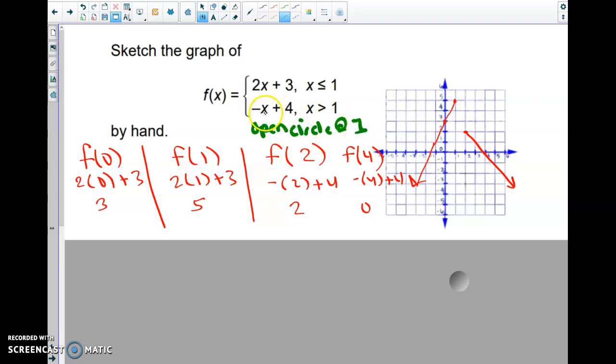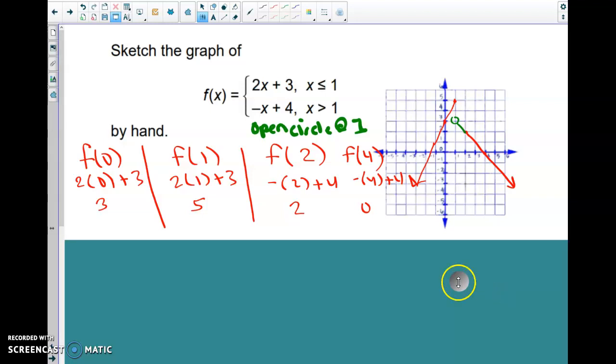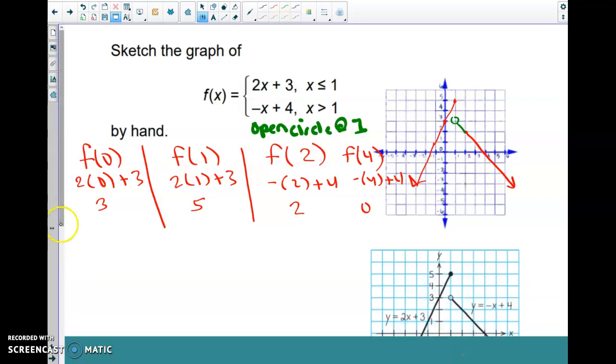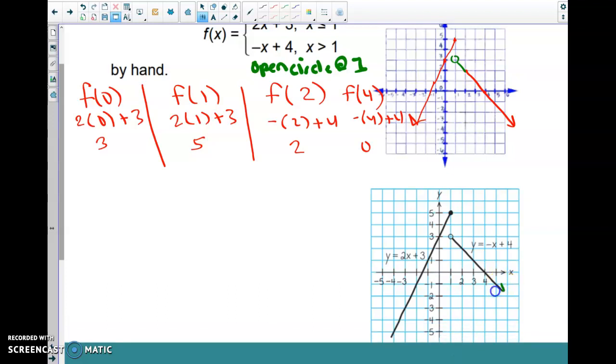So plug in 1, you would get negative 1 plus 4 is 3. So there is an open circle at 1 comma 3. And we're going to connect that down to this equation here. Here is the exact graph. Does it look similar to mine? Yep. A little less squiggly, but that is the graph. And we can add in the arrows here. That would be the piecewise function.